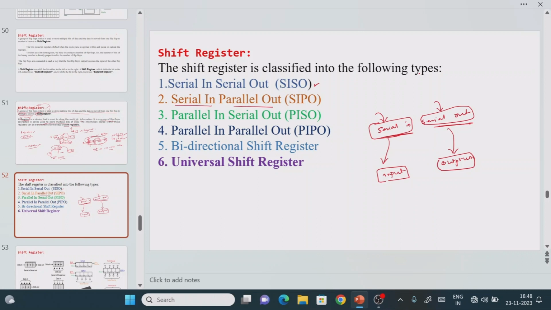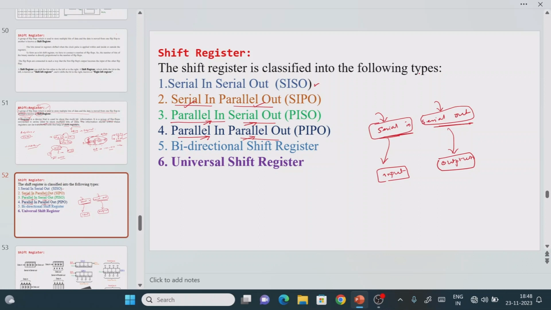Now what is the second subheading? Serial in, parallel out. So what is the input, what is the output? Serially we are giving the input, and parallelly we are connecting the output. Later on we will see how to perform the serial operation as well as the parallel operation. Now what is the next type of shift register? Parallel in, serial out. So input we are giving in a parallel manner, and output we are collecting in a serial manner. Then one more type, parallel in, parallel out. Input we are giving parallelly, output also we are getting parallel only.